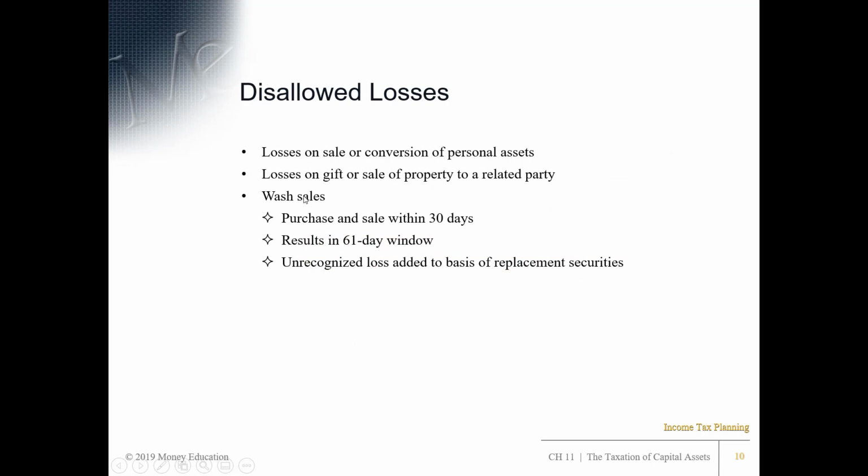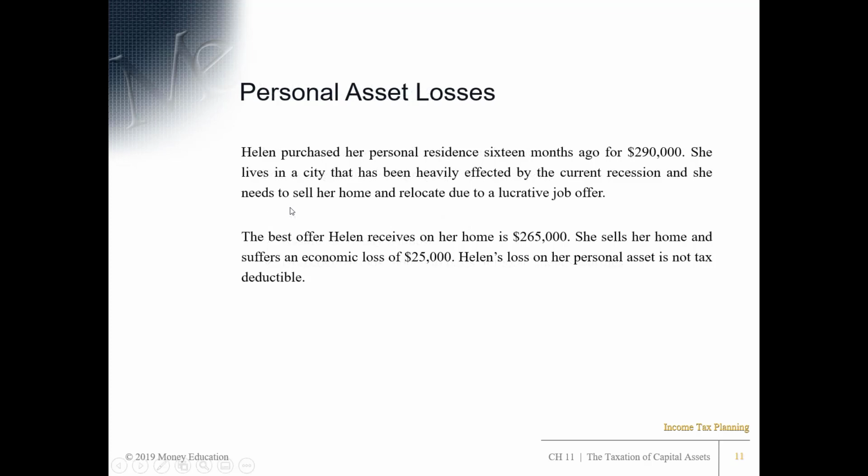Disallowed losses. Disallowed losses are losses on sales or conversion of personal assets, losses on a gift or sale of property to a related party, and wash losses. A wash sale is when you sell a stock and purchase it again within 30 days, resulting in a 61-day window before or after. The unrecognized loss is added to the basis of the replacement securities. What they don't want you to do is sell a stock for a loss and then within a 30-day window buy it back again, just so you could recognize the loss. So they don't allow you to recognize the loss.